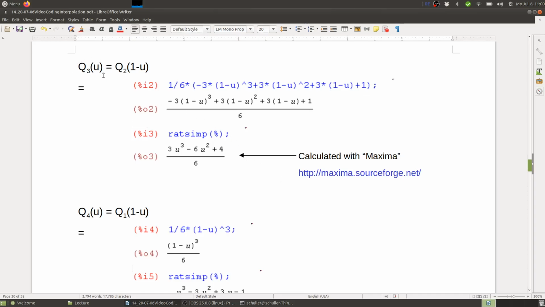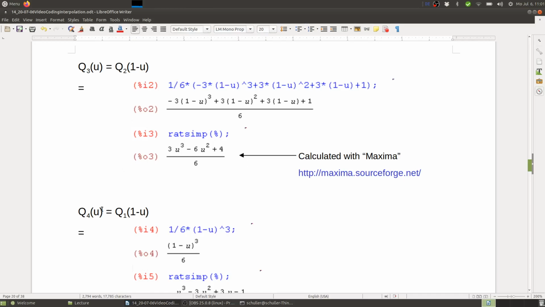So this is what I did here. Q3 is the mirrored version of Q2, which we obtain by substituting u by 1 minus u. So here you can see this is basically Q3, but instead of u I put 1 minus u here. Right. So this is the result, and then I'm using rationalize simplify as a command, and then it gives me this result. Right, and this gives me a simple polynomial. And we have coefficients of u to the 0, u to the 1, u to the second power, and u to the third power.